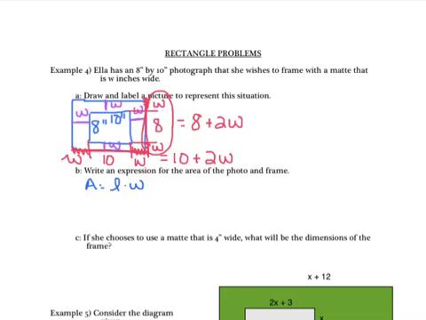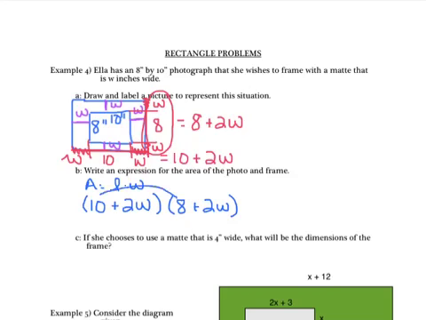So now I've got my two dimensions, and I can write out my length times width. My length times width is going to be 10 times 2W. I'm sorry, 10 plus 2W. Just made the mistake I told you not to make. And 8 plus 2W. Now you've got two binomials. Now we can just FOIL it out.